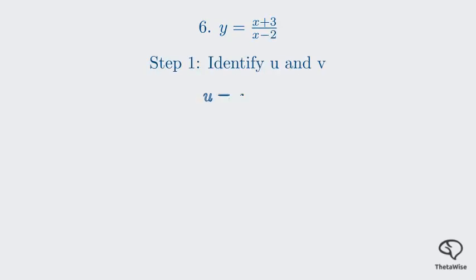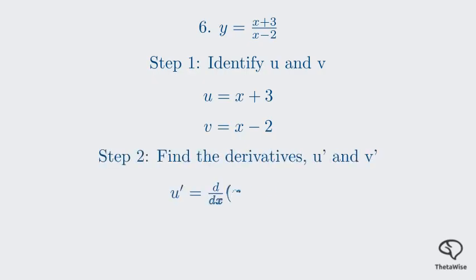We've arrived at our final example. This is another fraction, so the quotient rule will be our main tool. Our function is y equals x plus 3 divided by x minus 2. Let's define our u and v. u is x plus 3 and v is x minus 2. Next, we find their derivatives. The derivative of u, which is x plus 3, is 1. The derivative of v, which is x minus 2, is also 1. This will make the algebra much simpler.